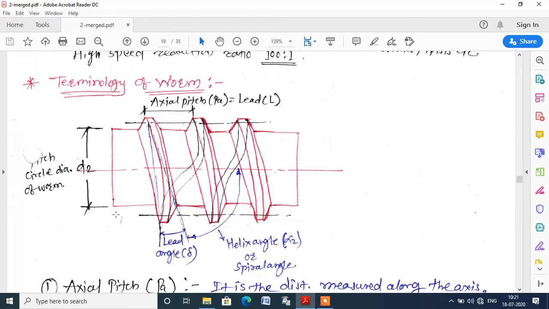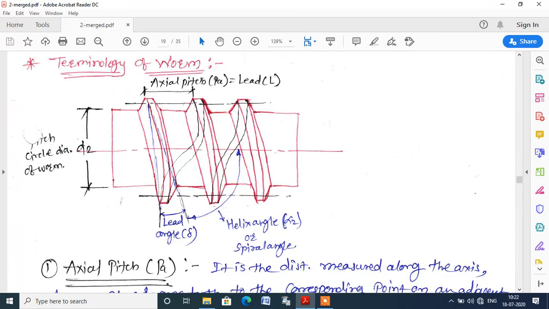Here I am using the notation: 1 for the worm wheel and 2 for the worm. Please consider this properly. So this is the pitch circle diameter of the worm, denoted by d2. Here I have shown the lead angle. The lead angle is denoted by delta, and another angle here is the helix angle alpha 2, also called the spiral angle.